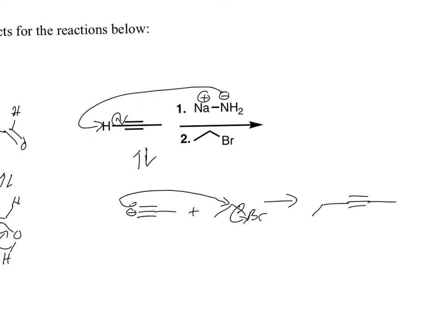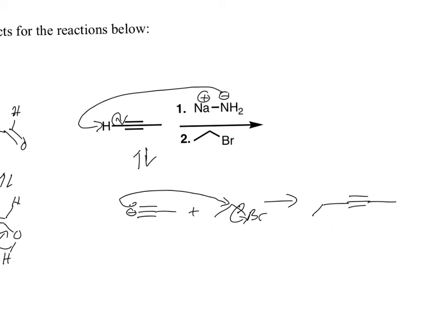Terminal alkyne, NaNH2. You see the Na and the NH2 look like a regular bond, right? But is that a covalent bond? Absolutely not. That's an ionic bond, so you can redraw it as plus and minus. What's this really strong base going to do? It's going to deprotonate a terminal alkyne. It's going to make it a good nucleophile. Step 2, you're going to add in a good electrophile, and you're going to do an SN2.